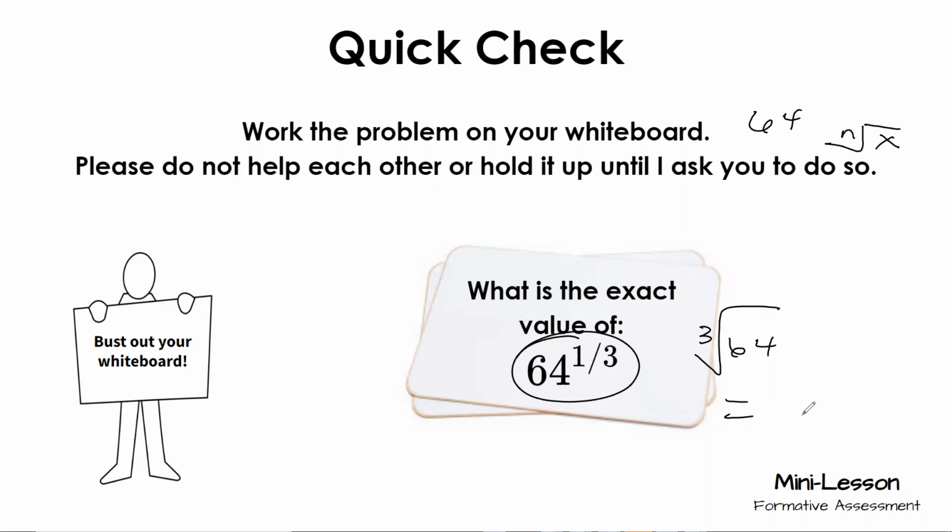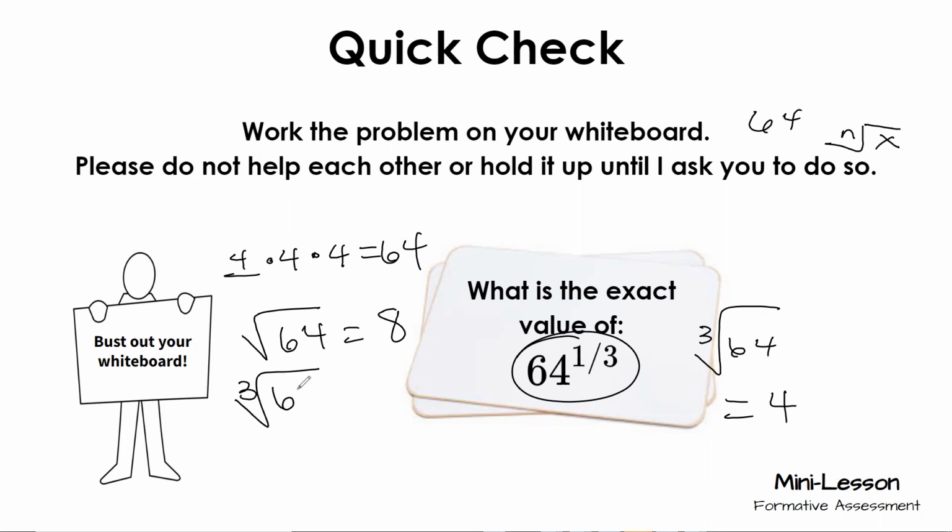What'd y'all come up with? You came up with 4. So let's think about it. Is 4 times 4 times 4 equal to 64? Yes. Okay. So when you take the square root of 64, you get what? 8. The cubic root of 64, you get 4. Cubic root. That means you're going to do it 3 times.